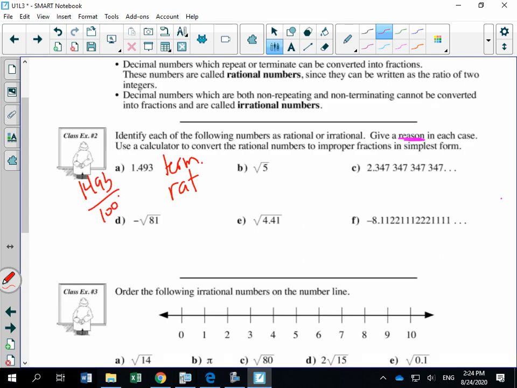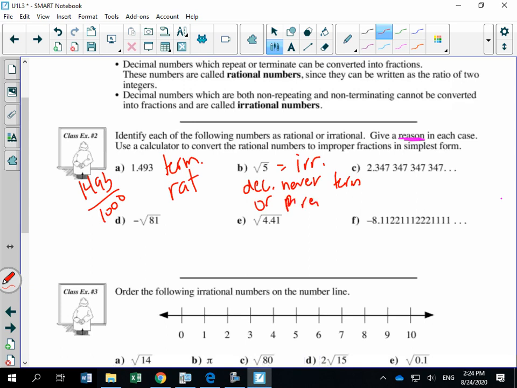Okay. Square root of 5, you could type it in, the square root of 5, and you could hit math 1 fraction. It's an ugly number. The decimal never terminates or repeats. This guy is irrational. And talk about the decimal. Never terminates or repeats.